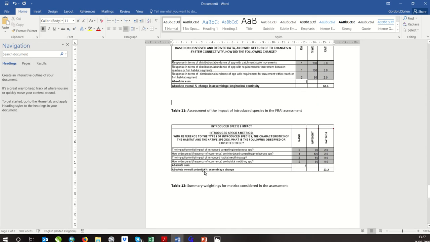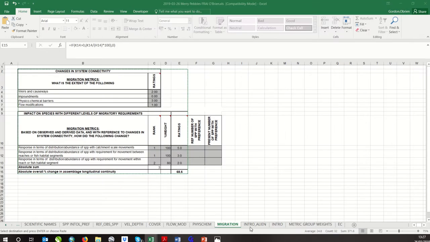the last thing is to look at this introduced species impact metric. The question here is, do you think that the historical occurrence of trout may still be having an impact on the fish communities in the study area?